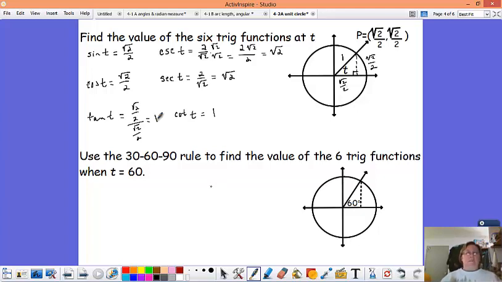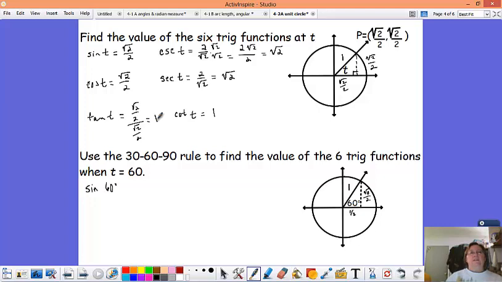Now we're going to ask you to stretch a little bit and think about your geometry. Remember the 30, 60, 90 triangles? We can use that to find the value of the 6 trig functions when t is 60 degrees. If you'll recall, we're in a unit circle, so that radius right there is 1. And the short side in the 30, 60, 90 is half of the hypotenuse, so that's 1/2. The long side in the 30, 60, 90 is the square root of 3 times the short side, square root of 3 over 2. Now we have values for x, y, and radius, and we want to write the 6 trig functions for that angle.